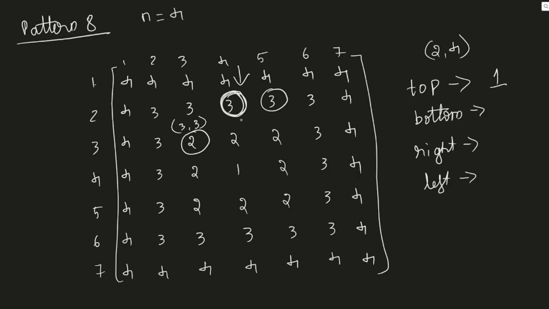Now, what is the distance from bottom for this index? How many elements do we have here? 1, 2, 5.